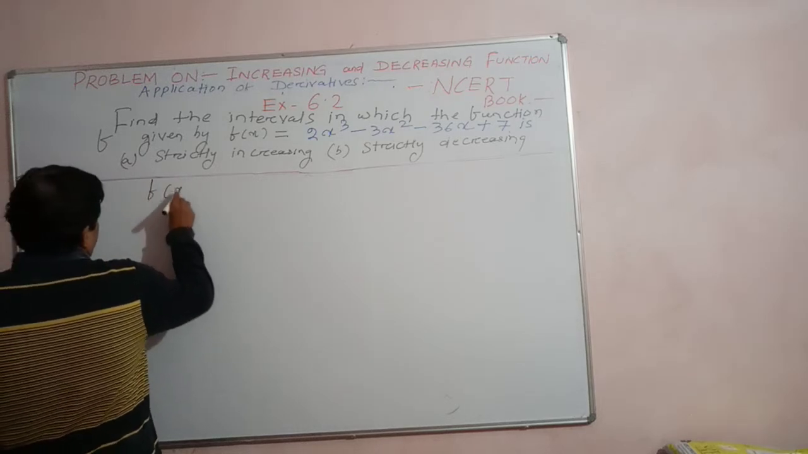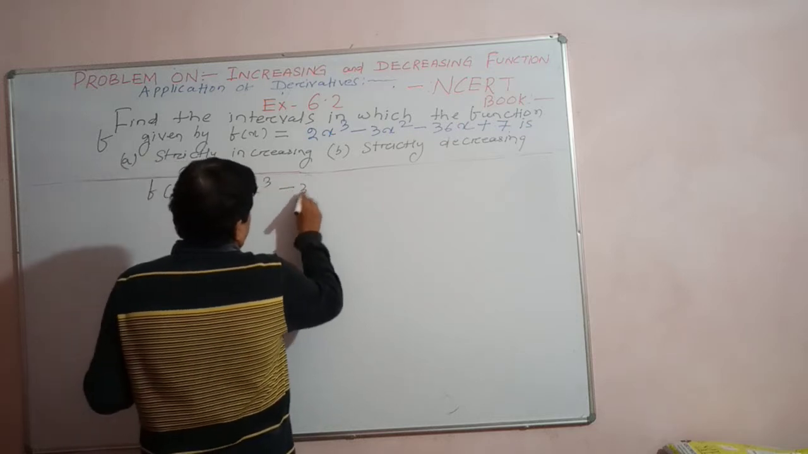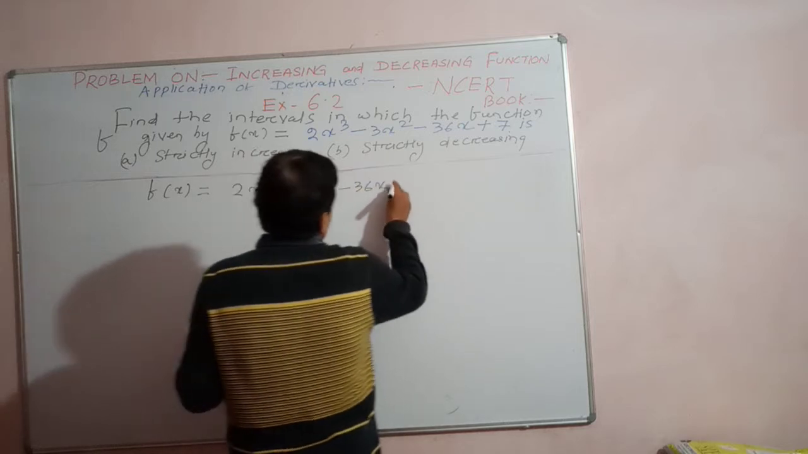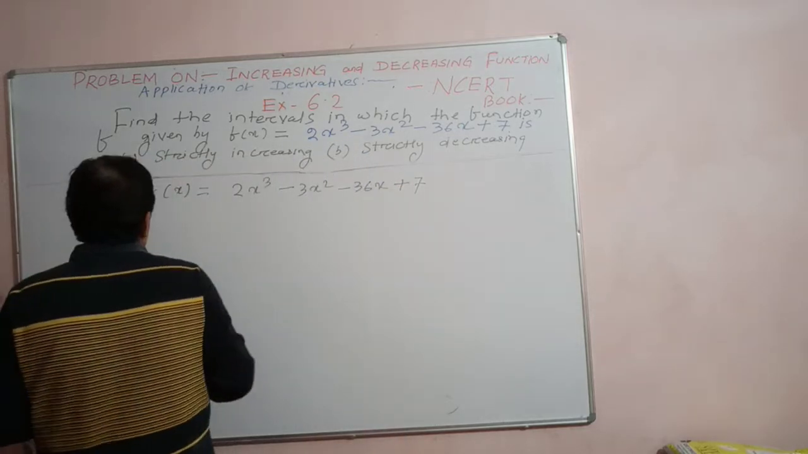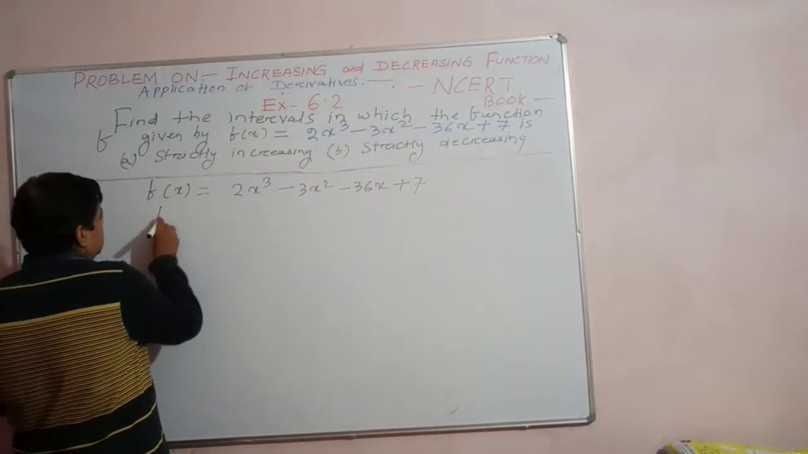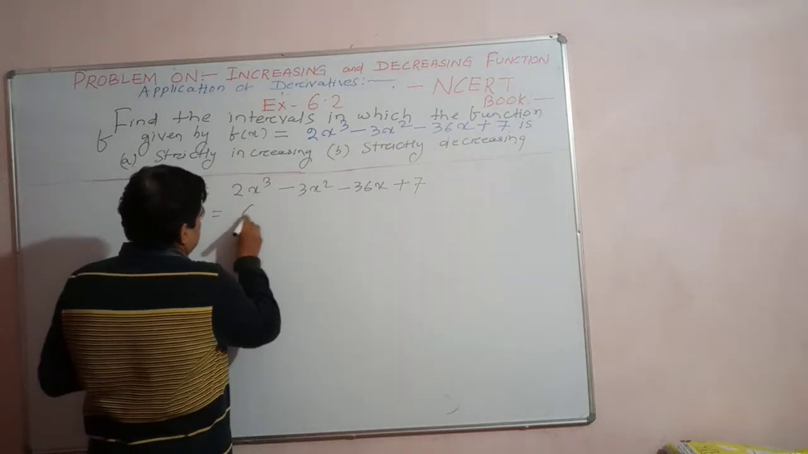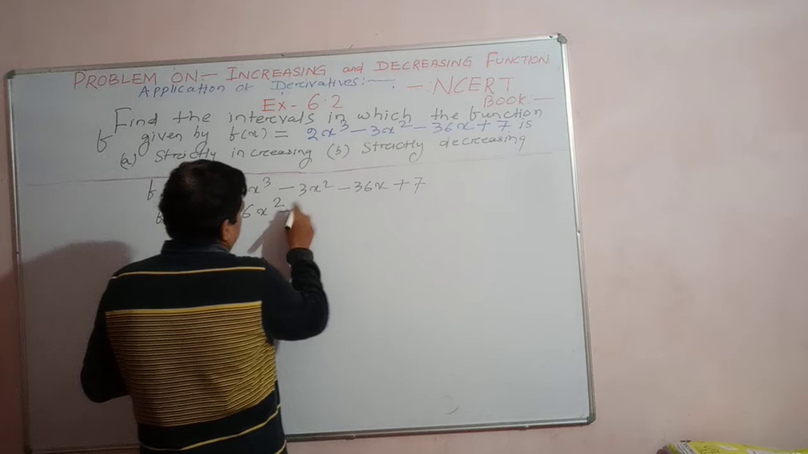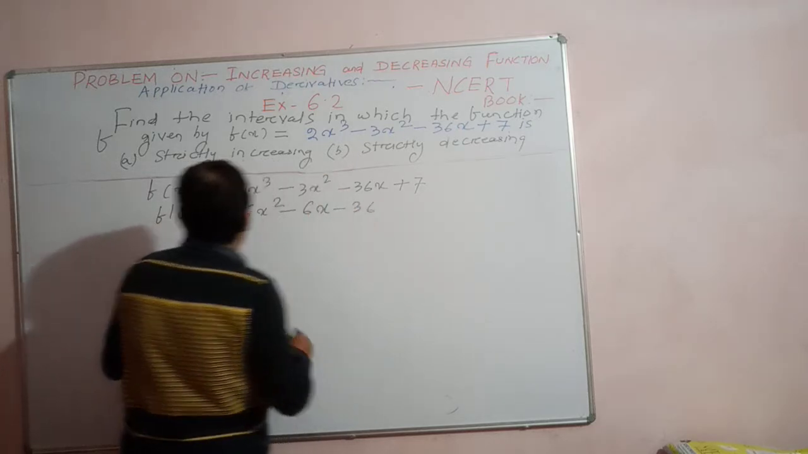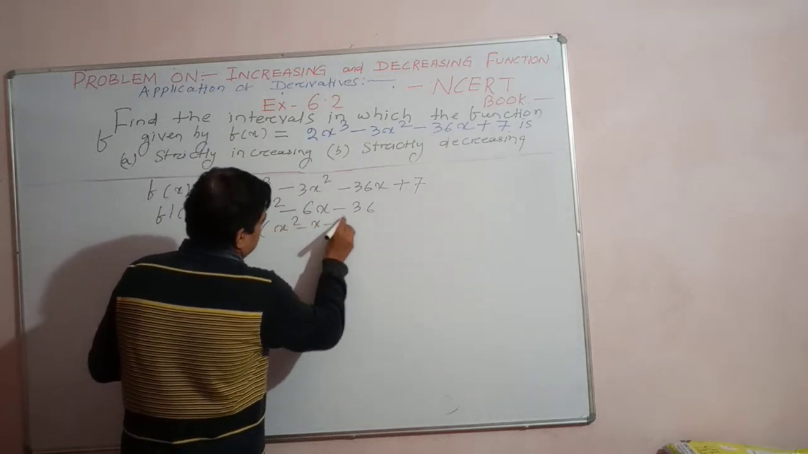Here what is the function given, students? f(x) is equal to 2x cube minus 3x square minus 36x plus 7. Is it clear? Now, to find the increasing and decreasing intervals, you have to find the derivative. So what is the derivative of the function f(x)? f dash x will be 6x square minus 6x minus 36.